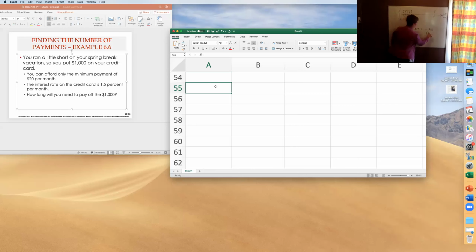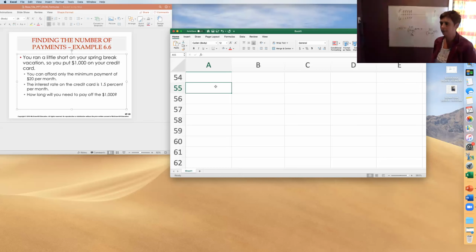And we're actually trying to solve for number of periods. So we're solving for N times M. That is what this equation is set up to do. Now that would be hard. It might even be impossible to do it by hand, really. All right. So in Excel though, it's pretty easy.